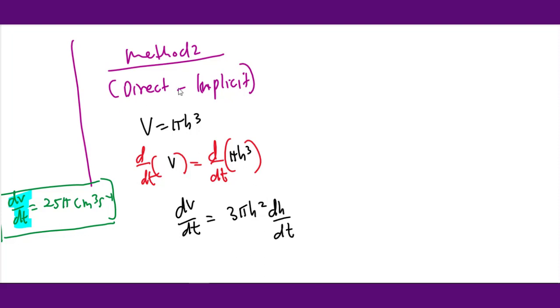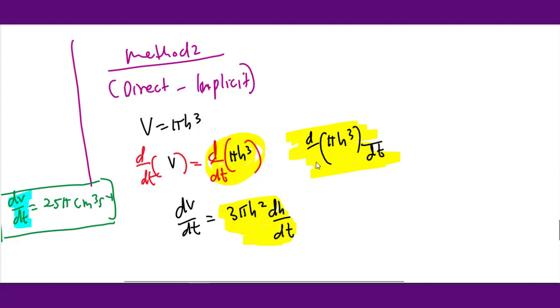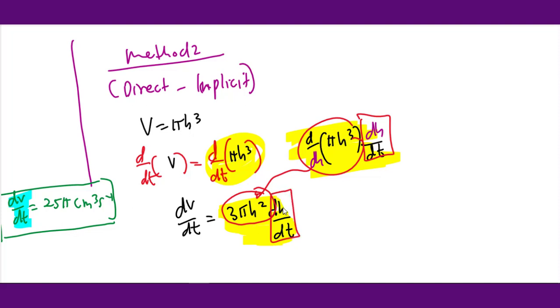dh/dt. How to get this one? Actually, this one also uses the chain rule. So now you want to differentiate this part, d over dt of πh³. The dh cancels, still get d/dt. So now we can differentiate this part to get 3πh², then dh/dt, which cannot be cancelled.